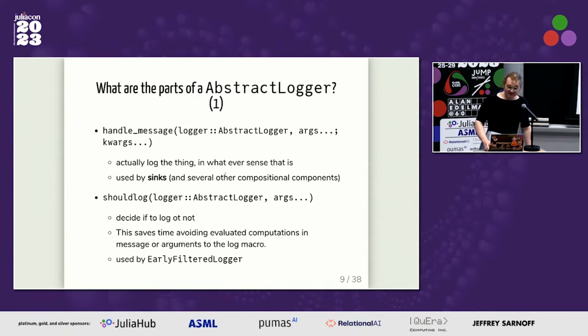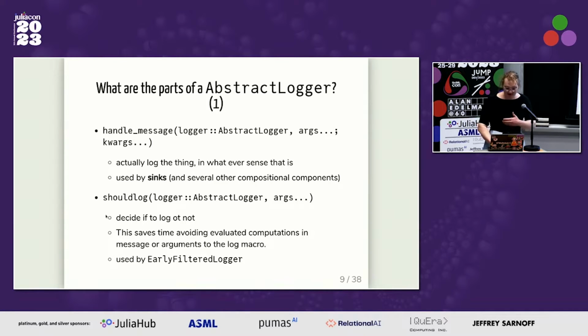So to break down the parts of an AbstractLogger, if you want to implement an AbstractLogger, there are 4 methods you have to implement. The first is handle_message. It takes some logger and some arguments, and it logs the thing. So this is where, if you're a file logger, you'd write to file. It's used by what I call sinks, which I'll get into later, as well as by several other components of the system.